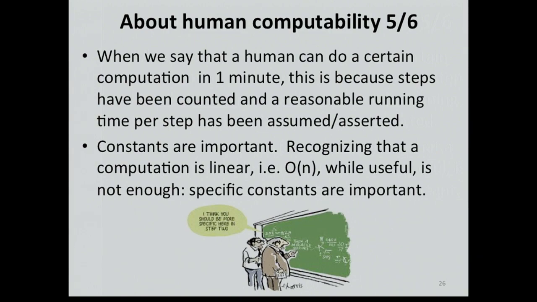About human computability. When we say that a human can do a certain computation in 1 minute, this is because steps have been counted and a reasonable running time per step has been assumed or asserted. So this is an important part of it, that we can do for human computation what we do for our ordinary computer. When we write an algorithm, we can count the number of steps. We should do the same thing for what people are doing.